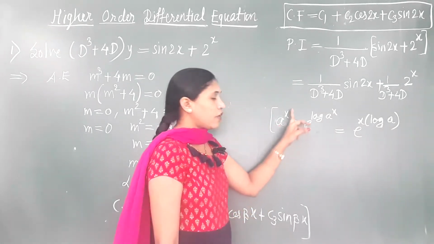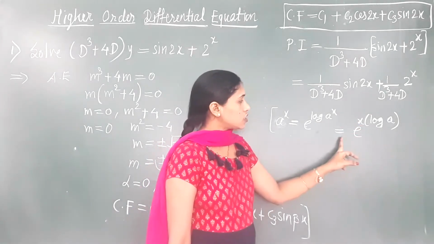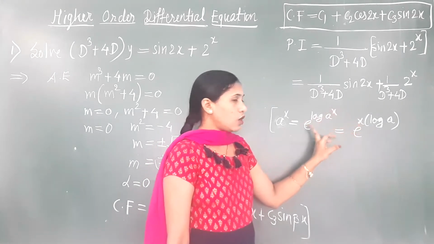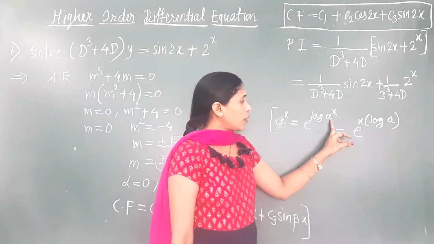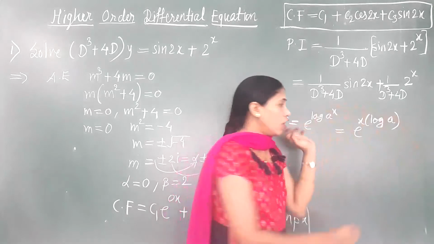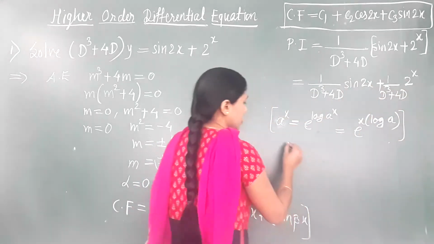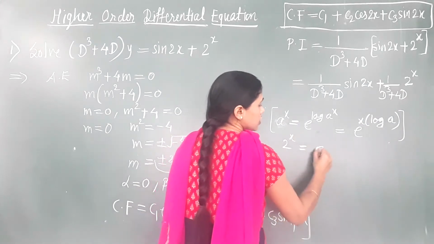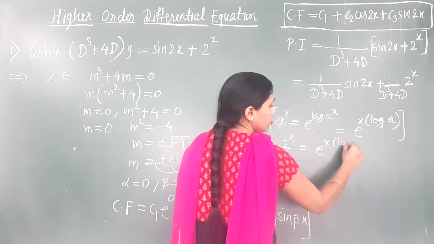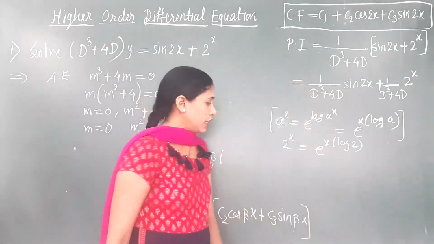So a to the power x can be written as e to the power log of a to the power x, which is equal to e to the power x into log of a, using the logarithmic rule: log of m to the power n is n into log m. So we can write 2 to the power x as e to the power x multiplied by log of 2, so that it gets converted into the exponential case.